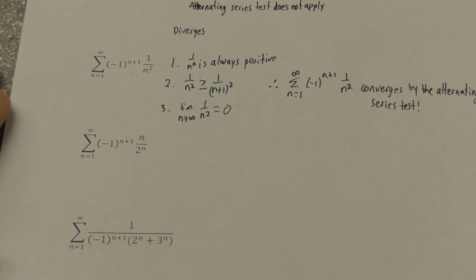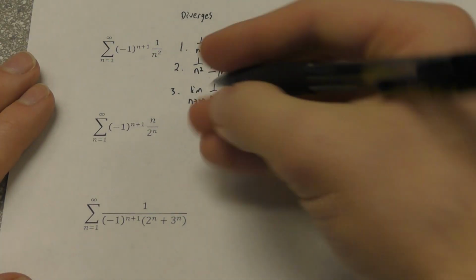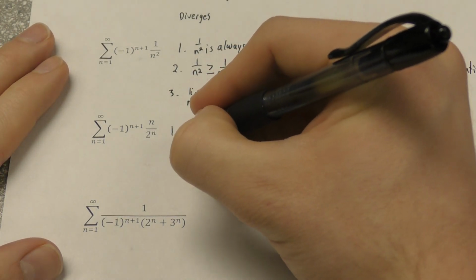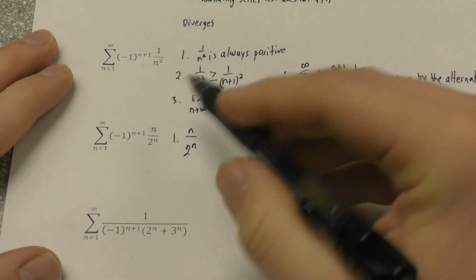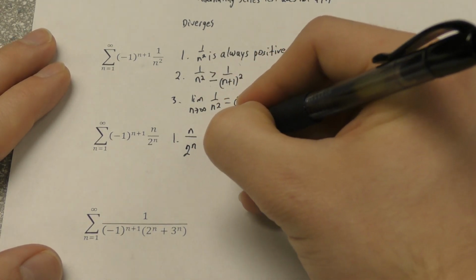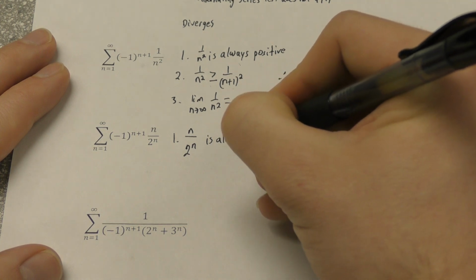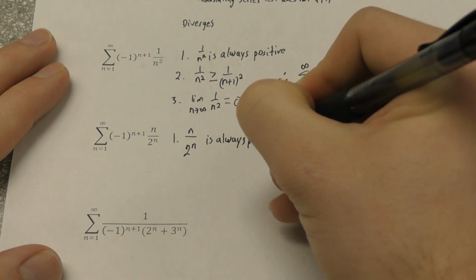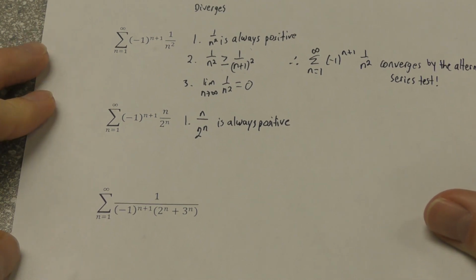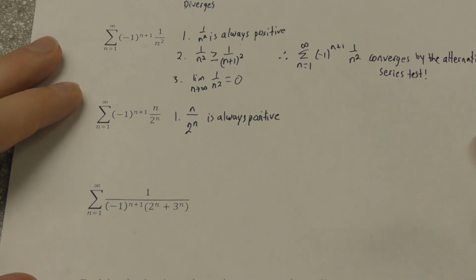Next one. Okay. 1, need to check to make sure this is positive. n over 2 to the n. Let's see, since n is going from 1 to infinity, that's positive. That'll stay positive. Yep, this is always positive. That's actually a good attitude to have nowadays, what's going on, always be positive. We'll be okay.